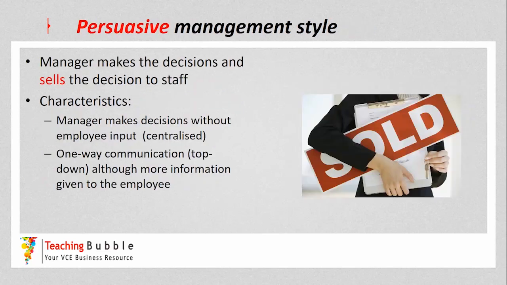Now, the persuasive management style is a little bit similar to the autocratic style. The manager makes the decisions and then sells the decision to staff. So what they're trying to do is convince the employees of why a decision has been made. In terms of the key characteristics, the manager makes decisions, again, without any employee input, so it uses centralized decision making and also one-way communication, so it's still the manager just communicating with the employees. They are still not seeking feedback from the employees. However, the difference between this style and the autocratic style is that more information is given to the employees. As a result, the employee understands why a decision has been made.